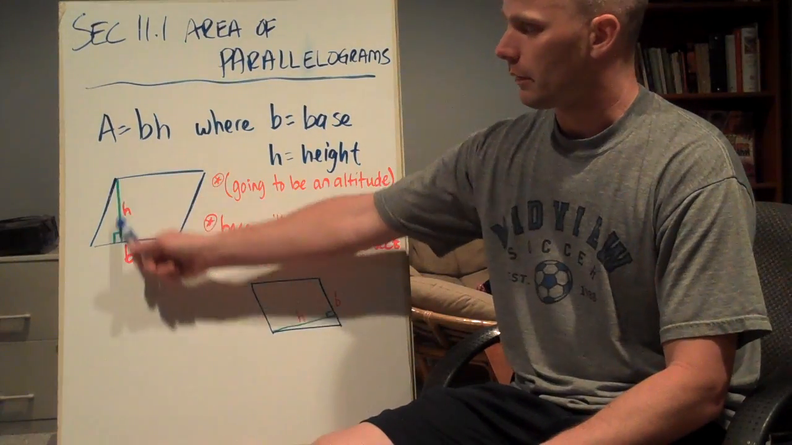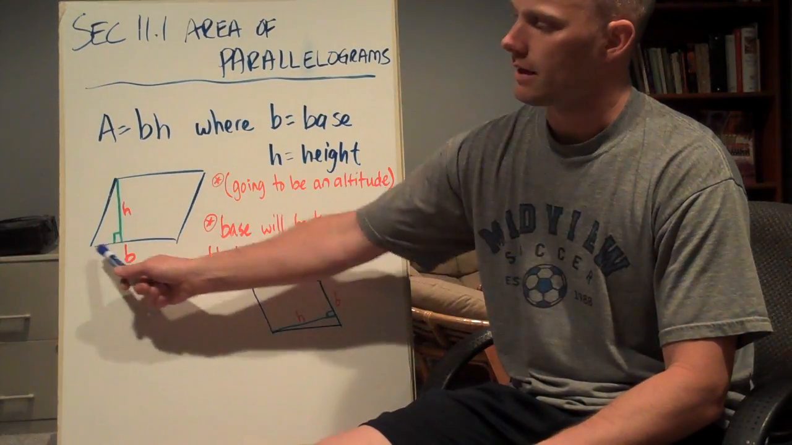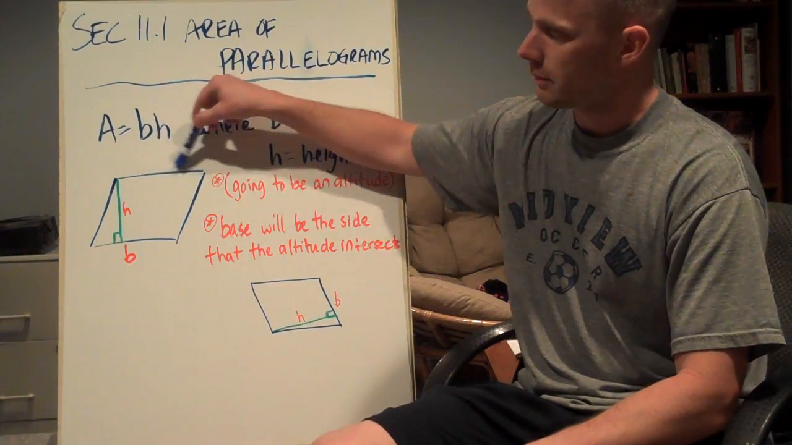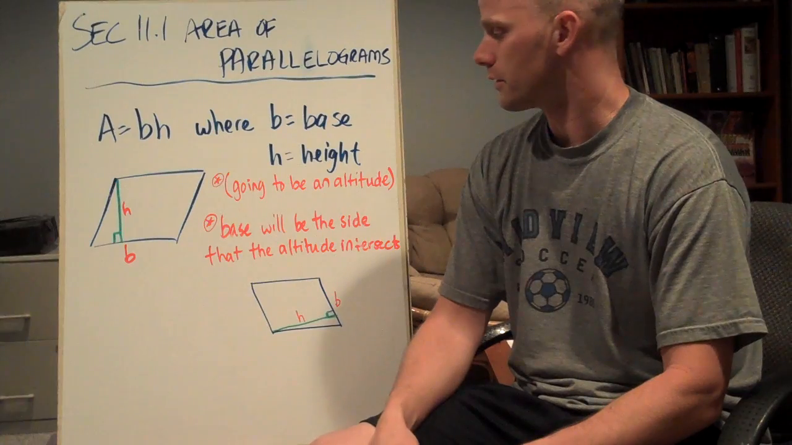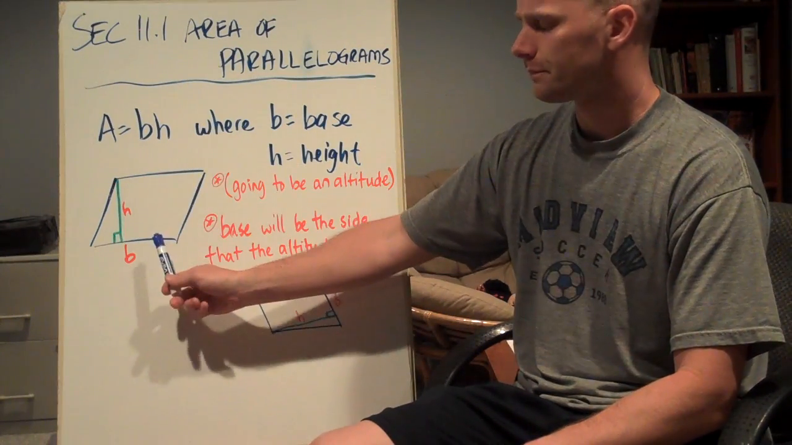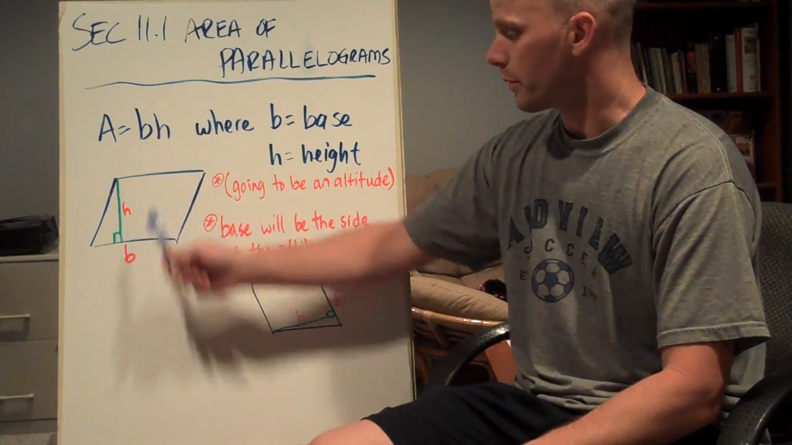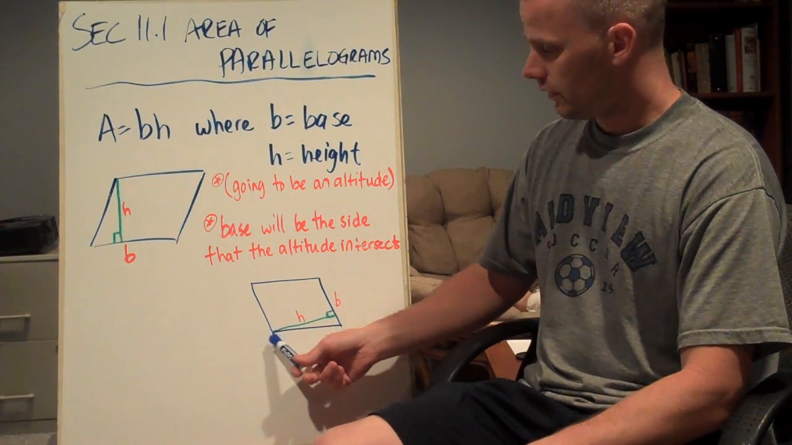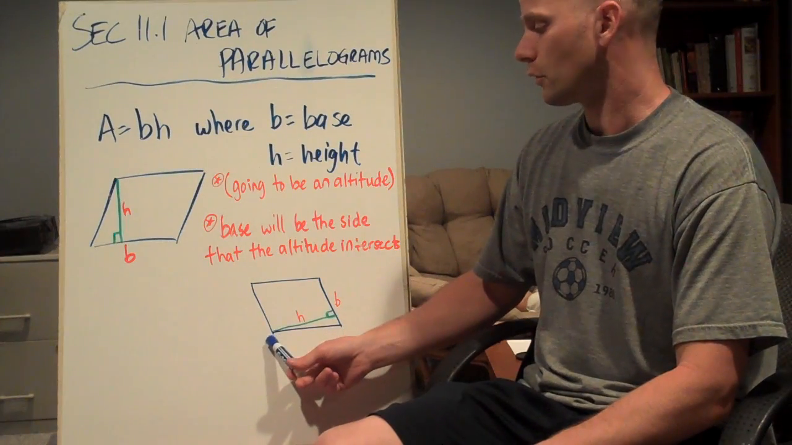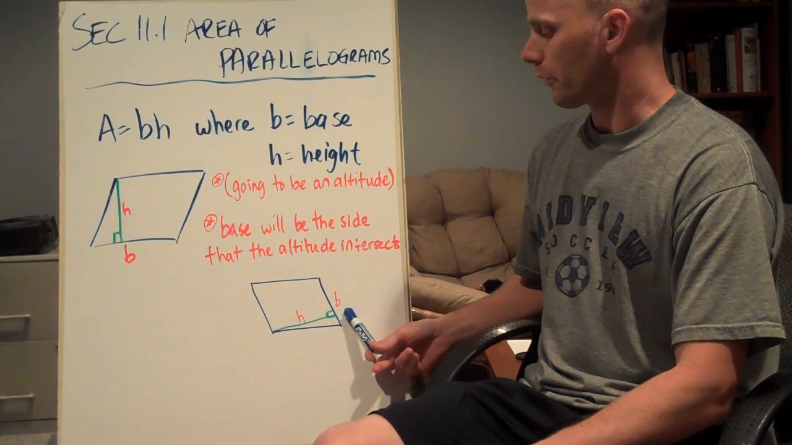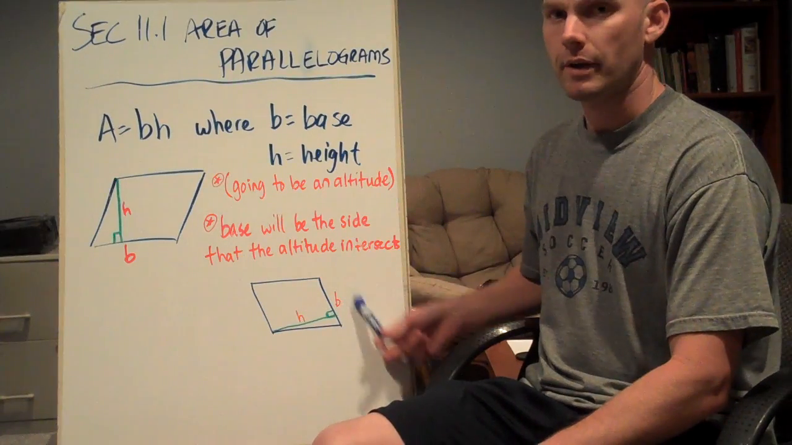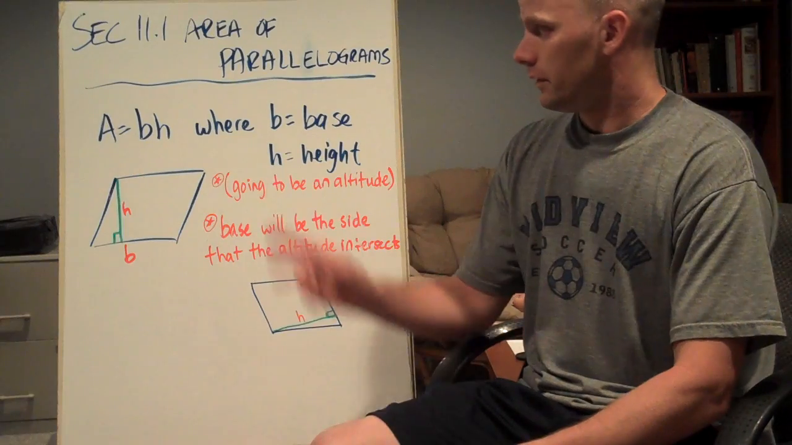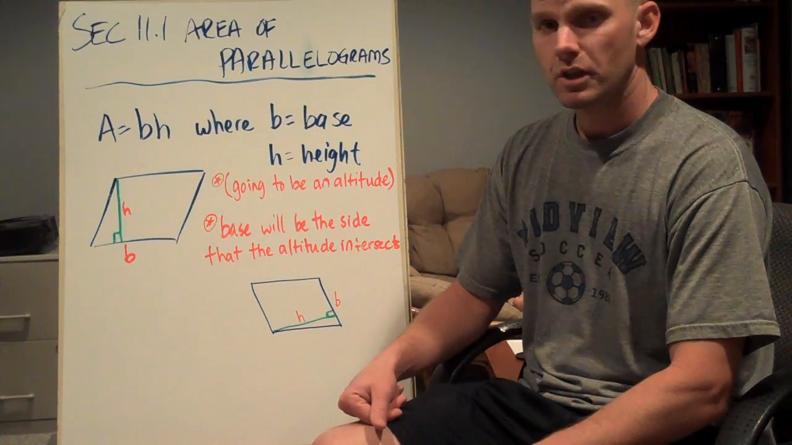Here you can see my height intersects this side right here at a right angle, so this is the base, which means that the top side would also be considered the base, because in a parallelogram the opposite sides are congruent. Down here, I'll give you another example. Notice this time my altitude starts in the lower left hand corner and comes perpendicular to the right side, which means that this right side would now be considered the base of our parallelogram. So some key points there for you.